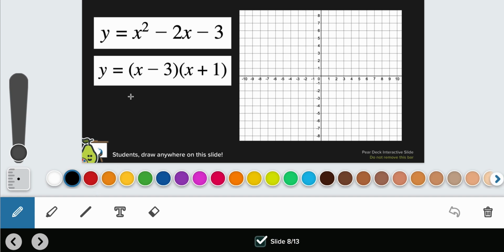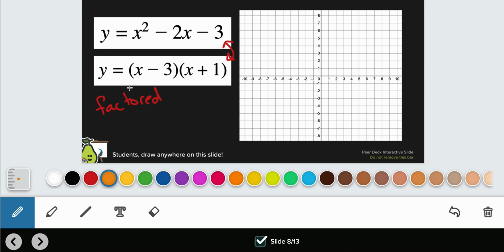So there are two equations here. Y equals x squared minus 2x minus 3 and y equals x minus 3 times x plus 1. So this was factored. So these two are the same graph. So there's really good information here that I'm going to use for both of these.